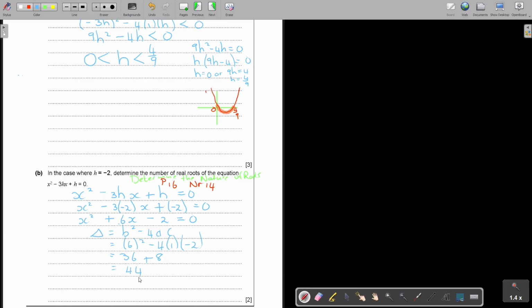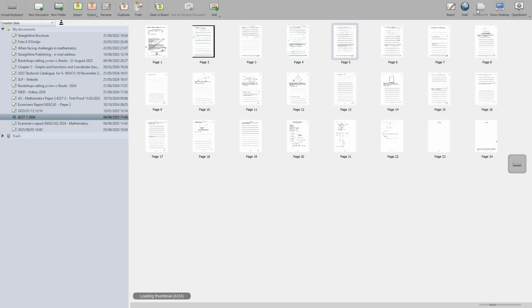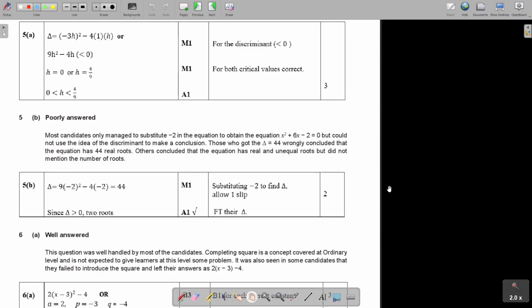And now it's a positive number. Do you see? Bigger than 0. So the discriminant is bigger than 0. So therefore, 2 real roots. So it will cut the x-axis at 2 points. But let's go to the exam report.